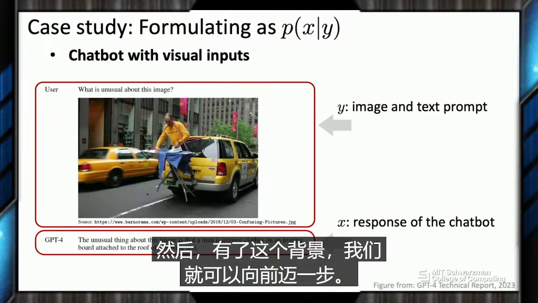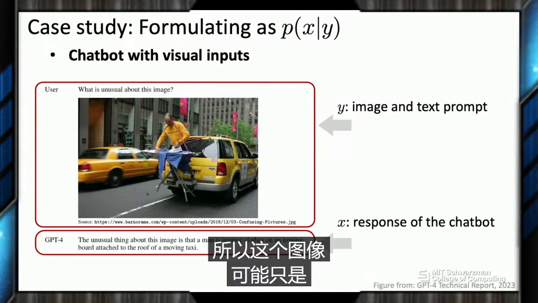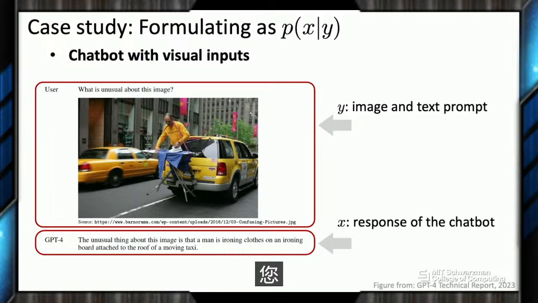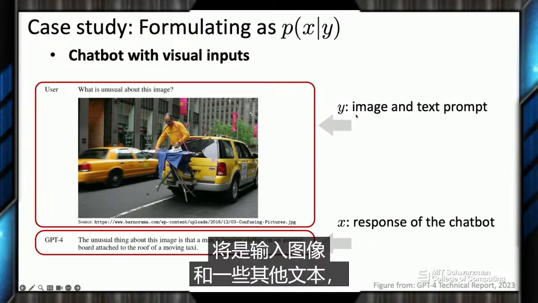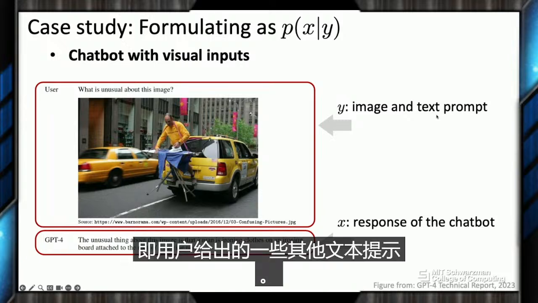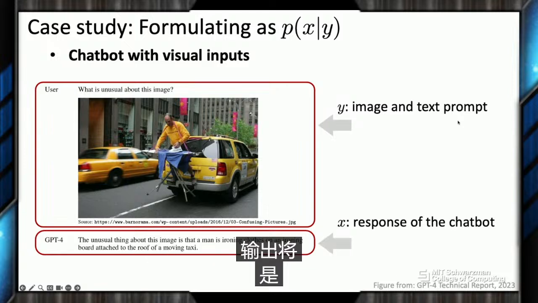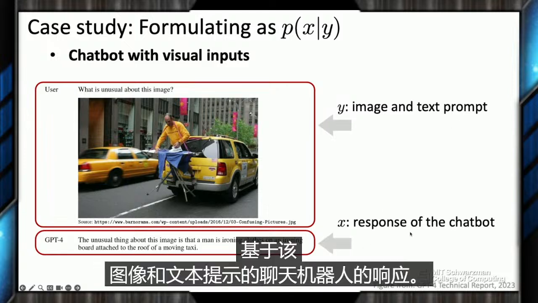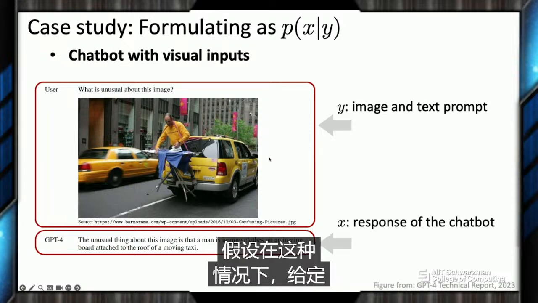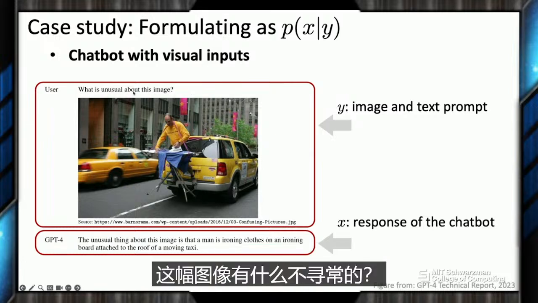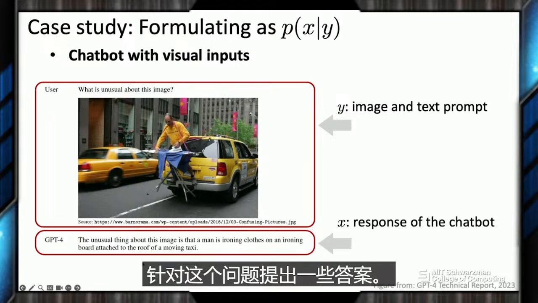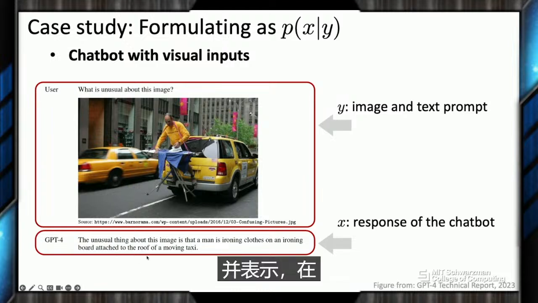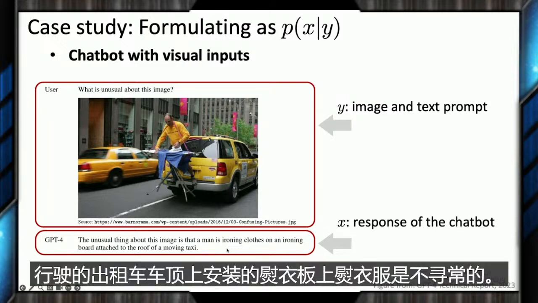And with this context, we can even move one step forward. This image could just be part of the input in your natural language conversation with your chatbot. In this scenario, the condition would be the input image and some other text prompt given by the user, and the output would be the response of the chatbot based on this image and the text prompt. Let's say, given this image, the user could ask what is unusual about this image, and the chatbot can try to come up with an answer. And it says it is unusual to iron clothes on an ironing board attached to the roof of a moving taxi.